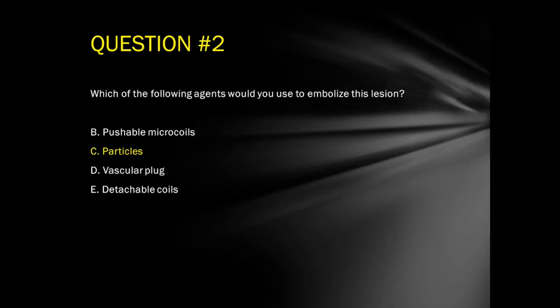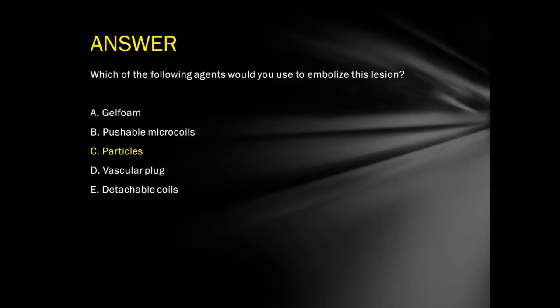Okay, so really the best answer here is particles. Anytime you're trying to effect tissue necrosis, you want to get small particles down as far distally as possible. Gel foam is obviously a temporary agent, and while you could do a gel foam slurry and get more distal embolization, I think particles are really the best choice in this situation. The smaller the particles, the better to get down to the tissue level.